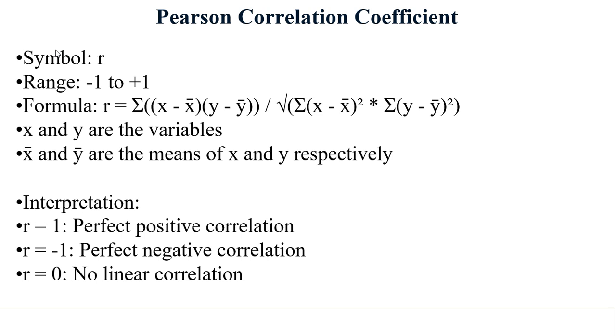And it ranges from what? -1 to +1. And your x and y are your what? Your variables. And x bar and y bar are the means of x and y respectively.